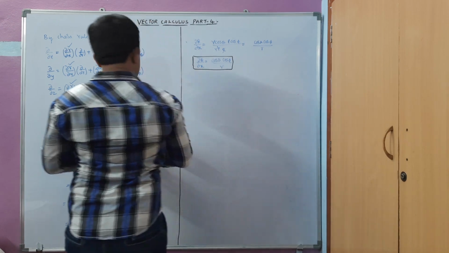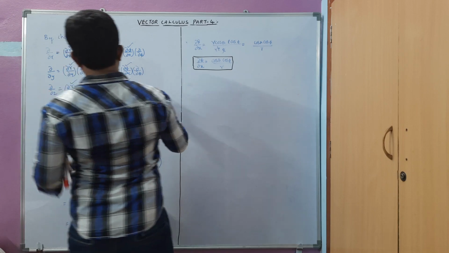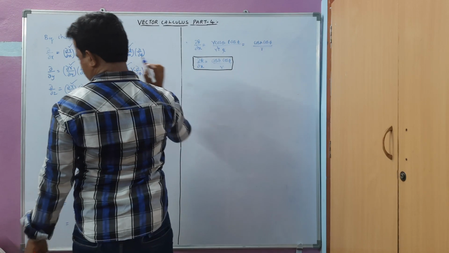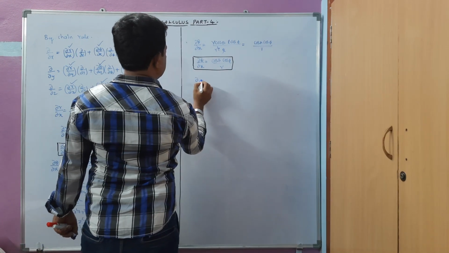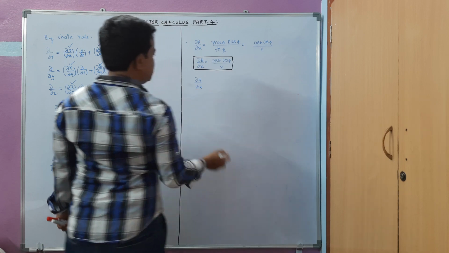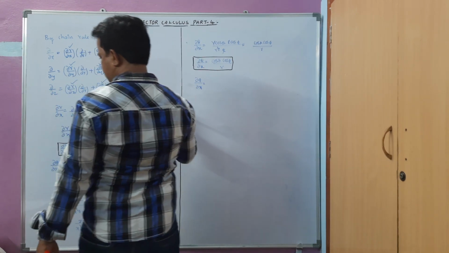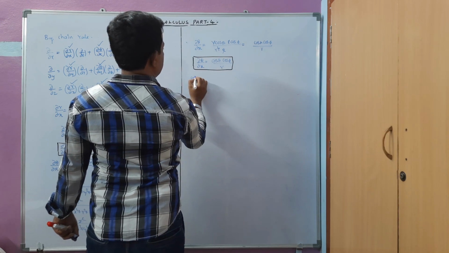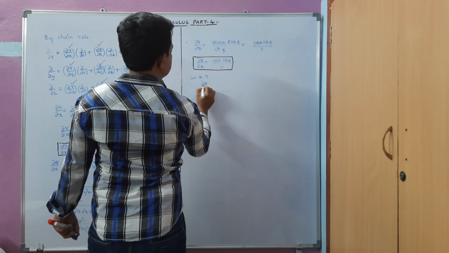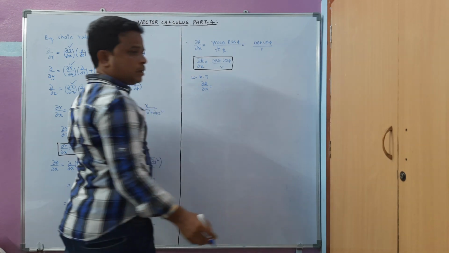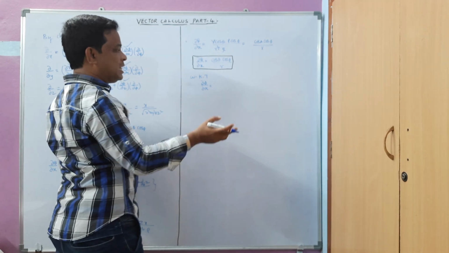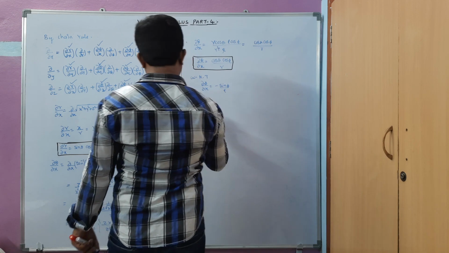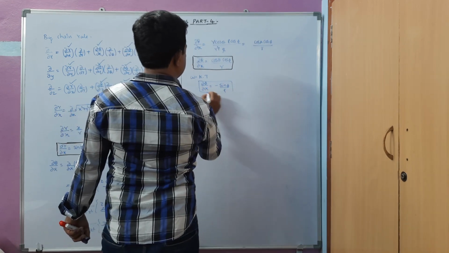Now we have derived ∂θ/∂x. Now we have to do ∂φ/∂x. Already we have derived this in the previous derivation of del in the cylindrical coordinates, where we got ∂φ/∂x as minus sin phi by rho. So this is also completed.